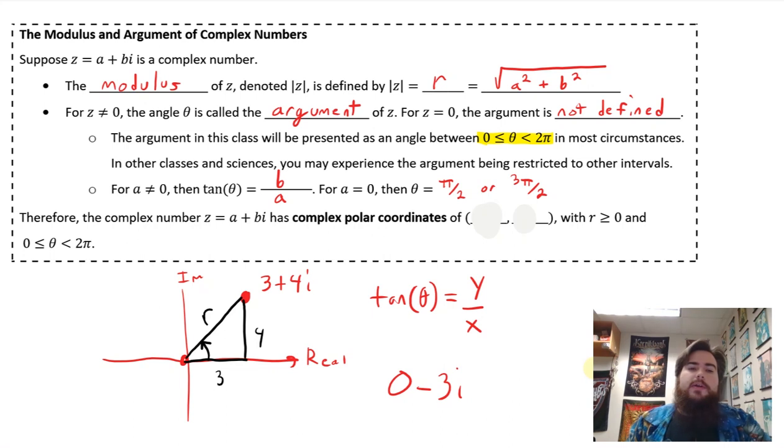Overall, therefore, the complex number a plus bi has what we say complex polar coordinates of the modulus of z and the argument theta, with r greater than or equal to 0 and theta between 0 and 2 pi. This should draw very direct parallels to what we developed in the polar coordinate sections where we say that we have polar coordinates r and theta. And it will work in the same way.